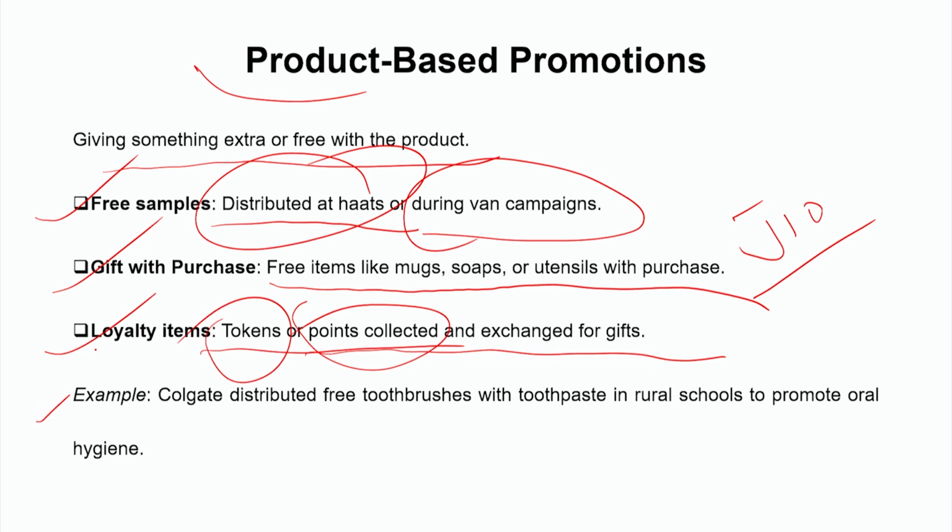For example, we can take here that Colgate distributed free toothbrushes with toothpaste in rural schools to promote oral hygiene. Now this is a very good example. Colgate ran this campaign in the rural villages, offering a free toothbrush with the toothpaste, and they were not only selling the toothpaste and offering a toothbrush, but they were also trying to educate the school-going boys and girls, the kids, that it is essential to brush their teeth with the help of Colgate toothpaste or using the toothbrush of that very company.